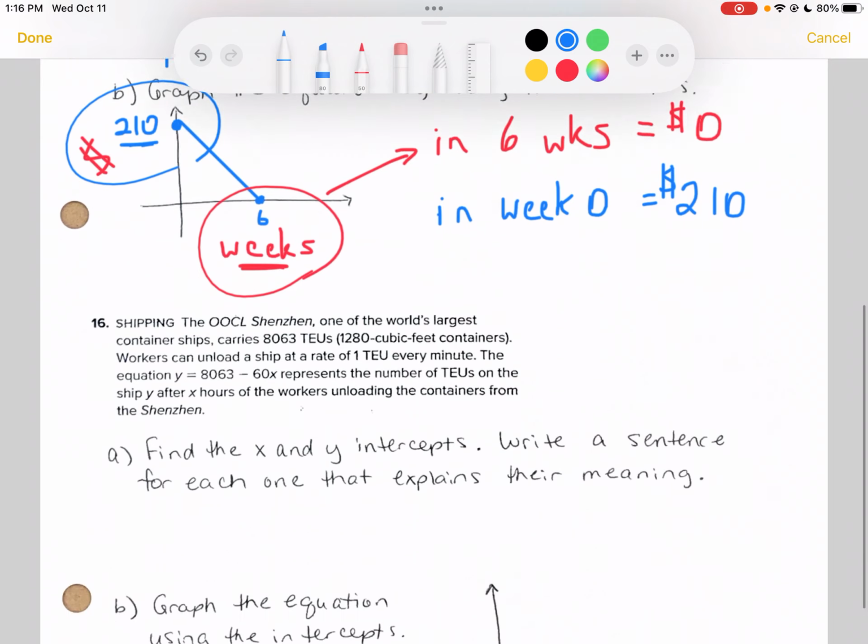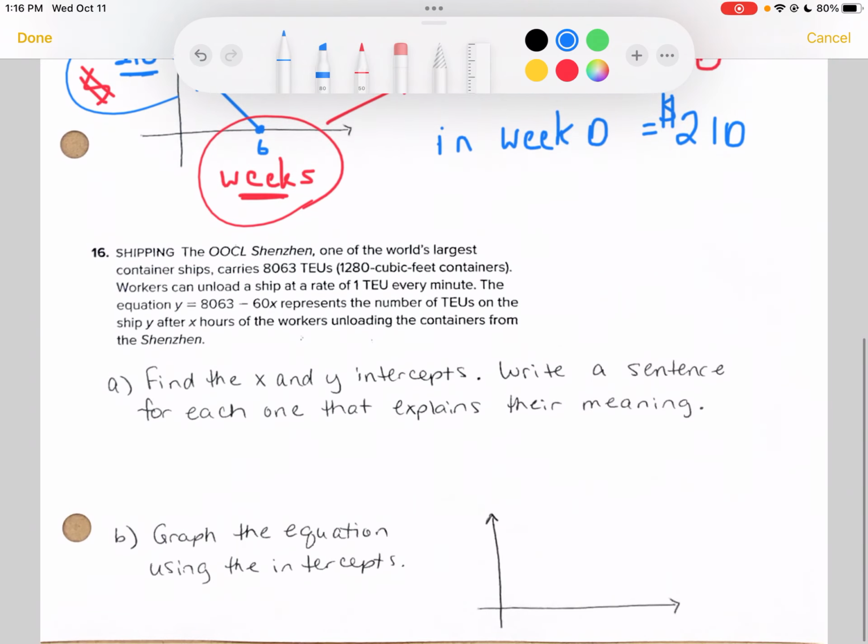Okay, let's go to a different one. This one says that this ship, it's a container ship. It carries gigantic containers, like huge boxes that hold stuff. Workers can unload a ship at a rate of 1 container, 1 TEU, every minute. The equation says y equals 8,063 containers, dropping 60 containers every hour, right? If it takes 1 minute to unload one box, then in x hours, you'd be able to do 60 containers.